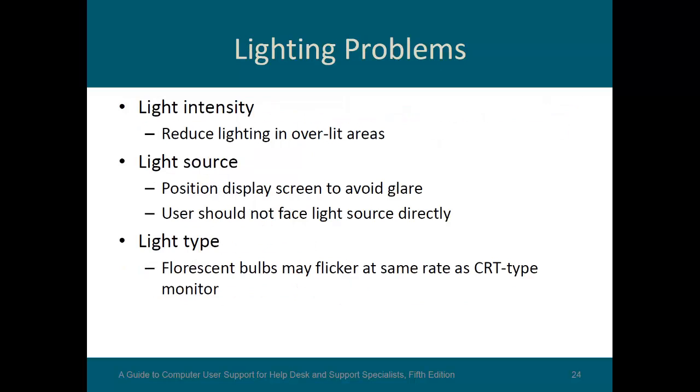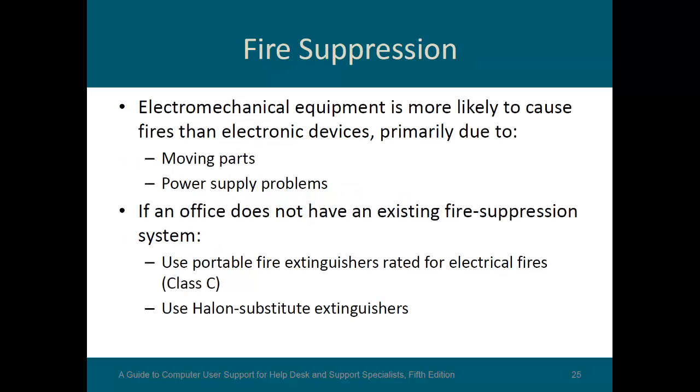Lighting problems. Light intensity: reduce lighting in overlit areas. That would be for the areas where people are working. You don't want it overlit, making it difficult to see the screen. The light source you want to position to avoid glare. Users should not face the light source directly. Light type: fluorescent bulbs may flicker at the same rate as CRT type monitors. So you want to make sure that the fluorescent bulbs you put in are high enough quality that they don't cause flickering, which could cause issues for the users.